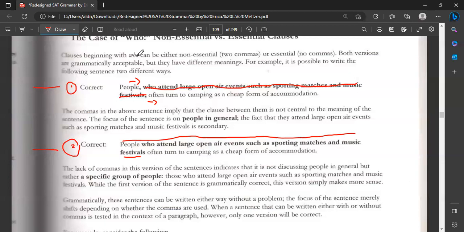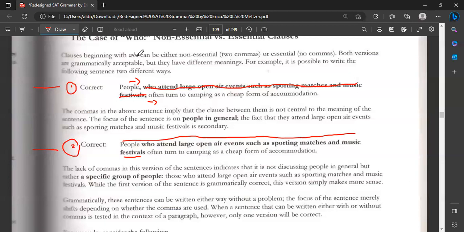So the second one, again, just to repeat, is reminding us that it's very much essential, and that's why we don't see any commas. But the first one is showing us that it doesn't really matter, people in general just don't really matter. So that part is not essential. These are just two different versions, so that we understand meaning. Does that make sense?